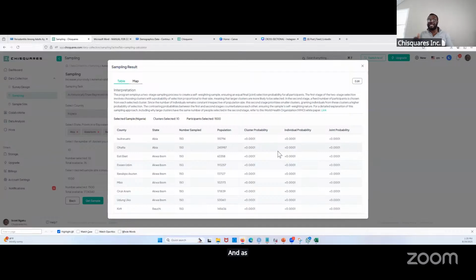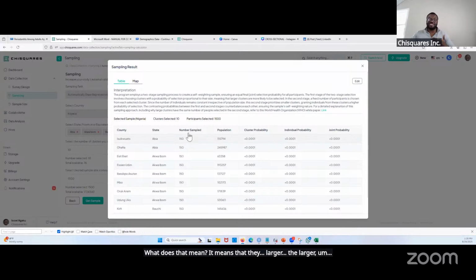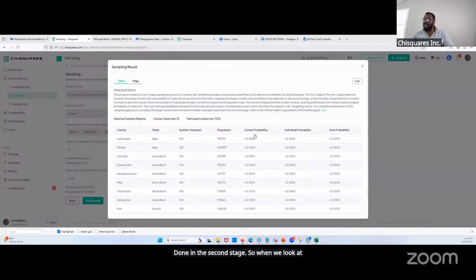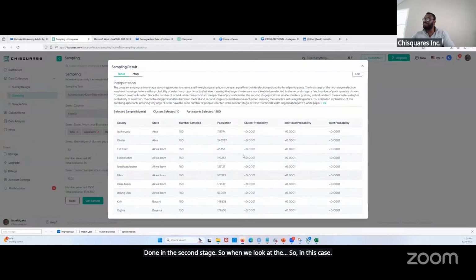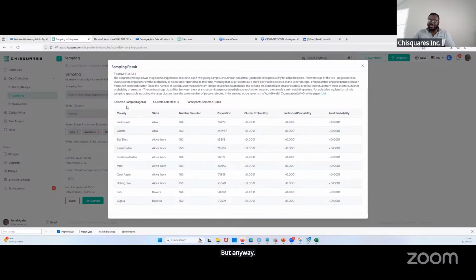And as the name implies, it's a two-stage. In the first stage, we select the counties or the local government areas or clusters with probability of selection proportional to their sizes. What does that mean? It means that the larger clusters are more likely to be selected in the first stage. In this case, these probabilities are so small that everything's less than 0.01. But anyway, in the two-stage PPS, first stage, we select the clusters.